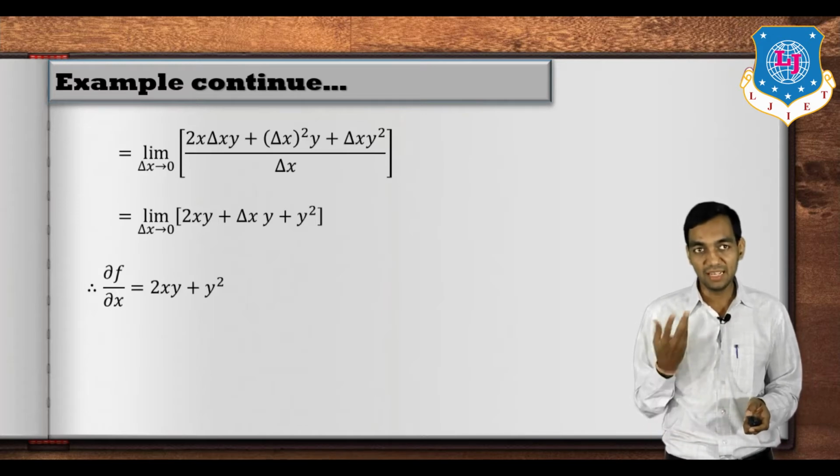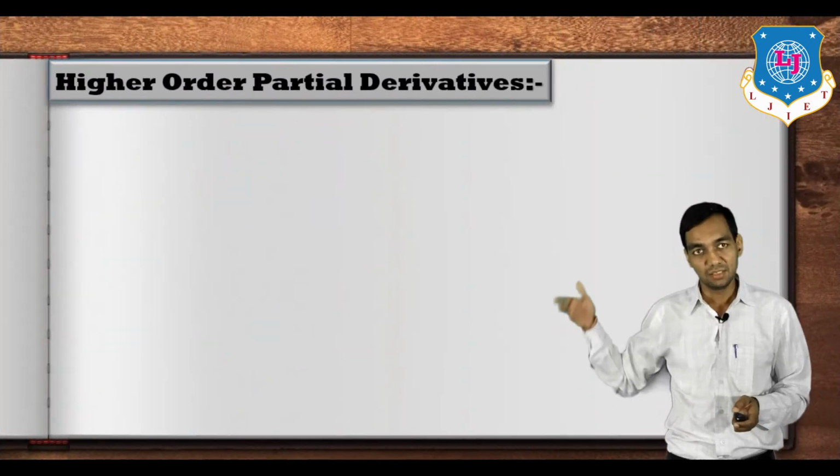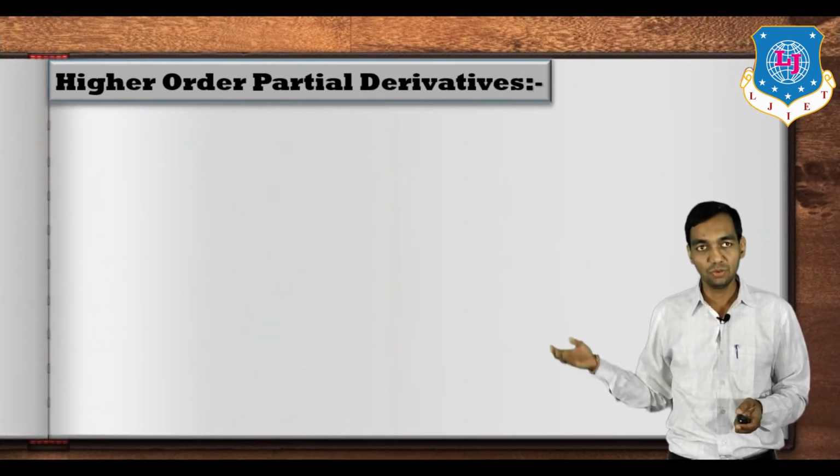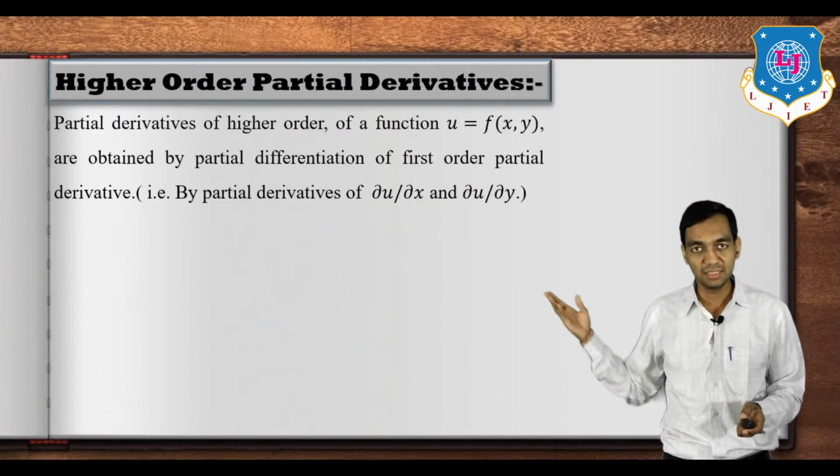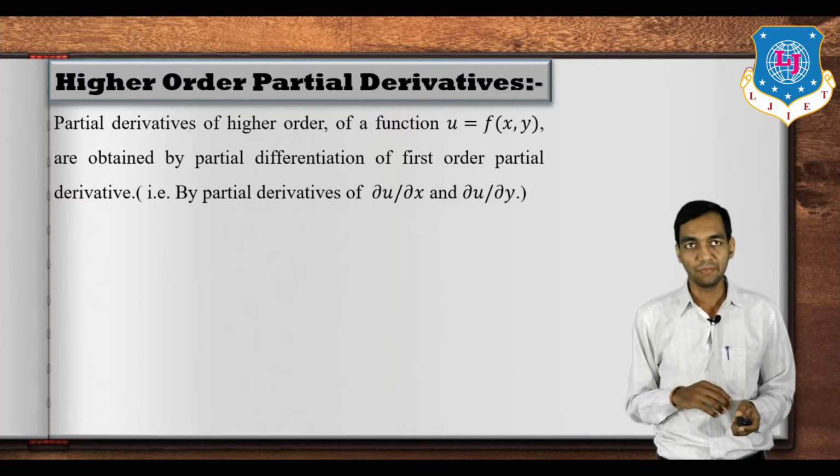In the same manner, if you are asked del f by del y, then using the same definition method, you can find del f by del y, and it has the value x square plus 2xy.